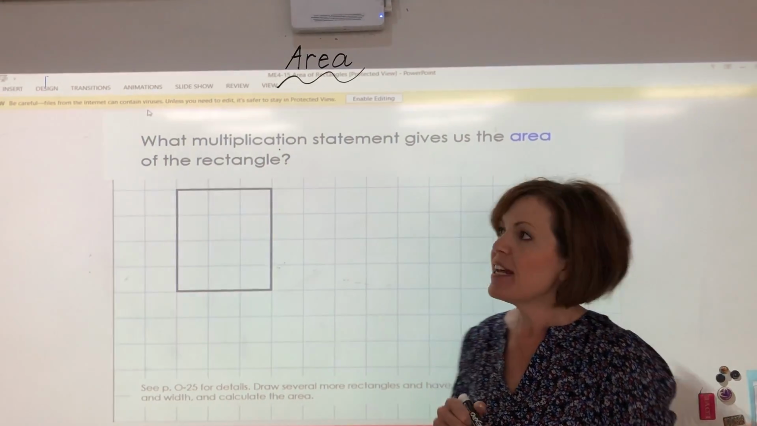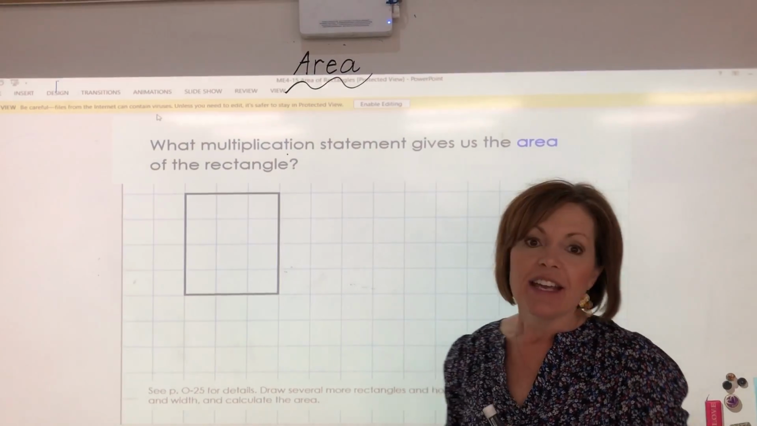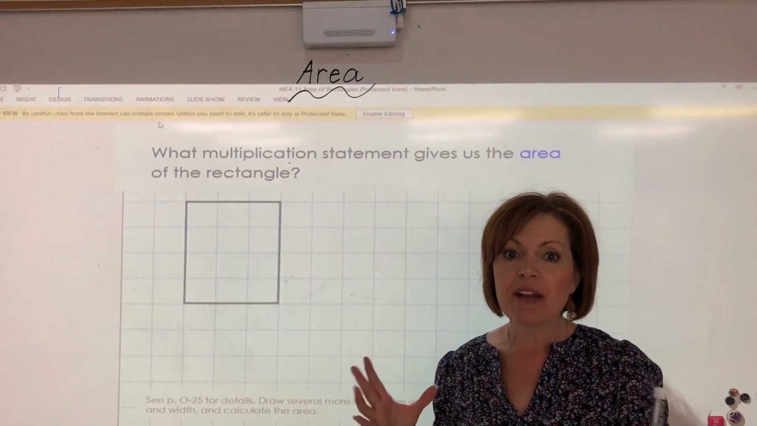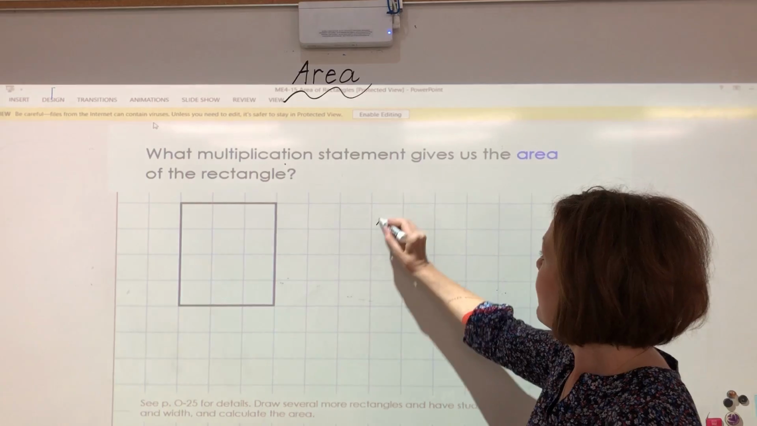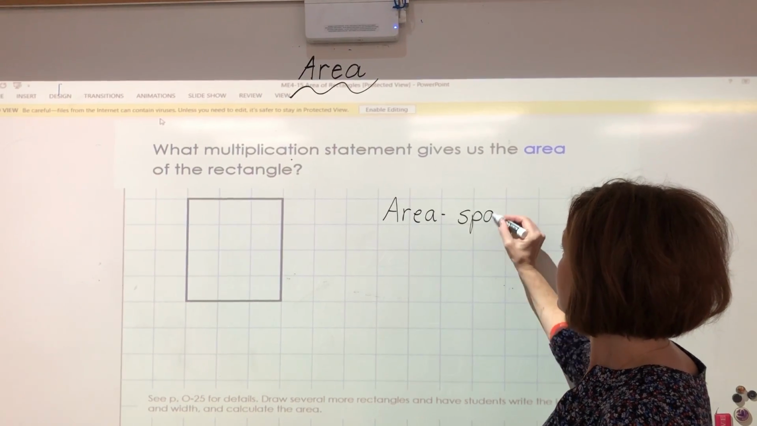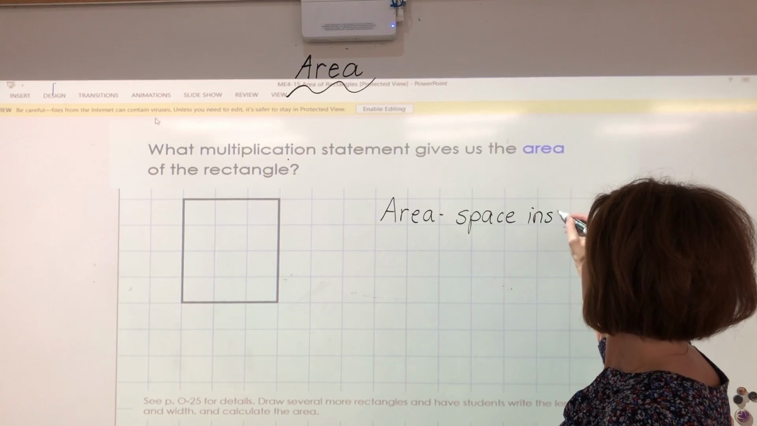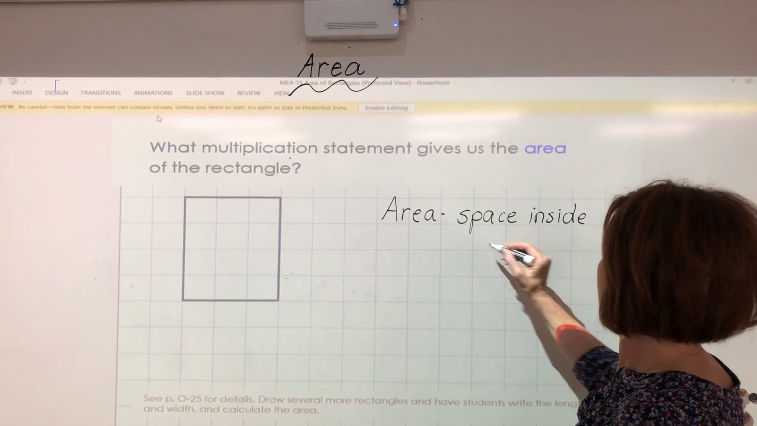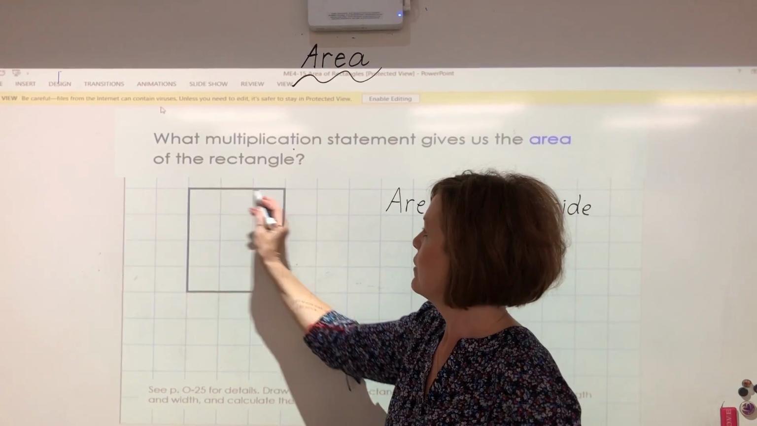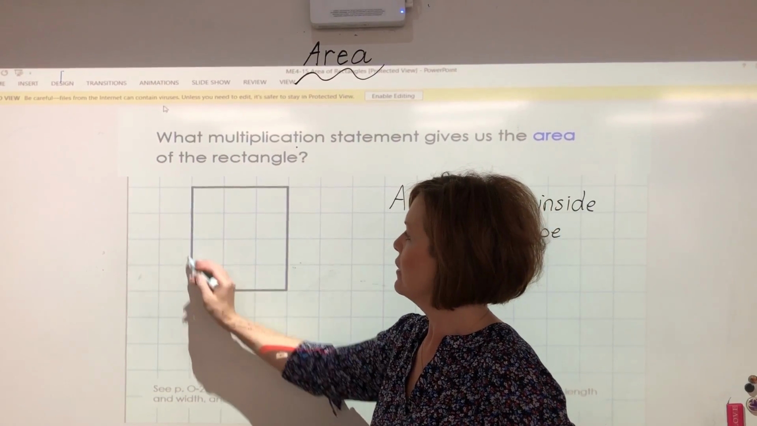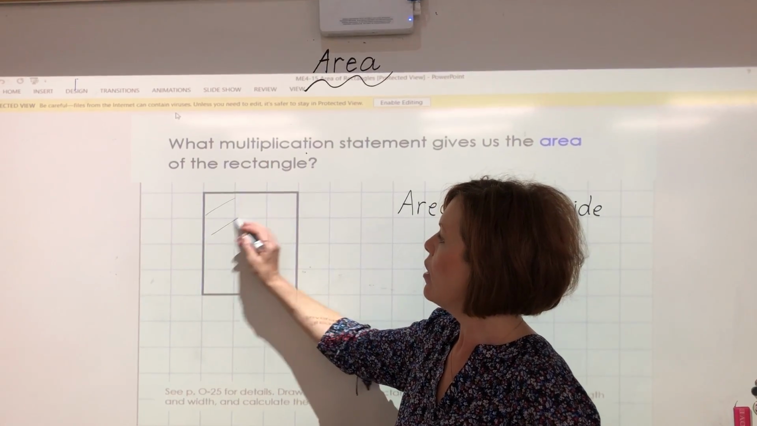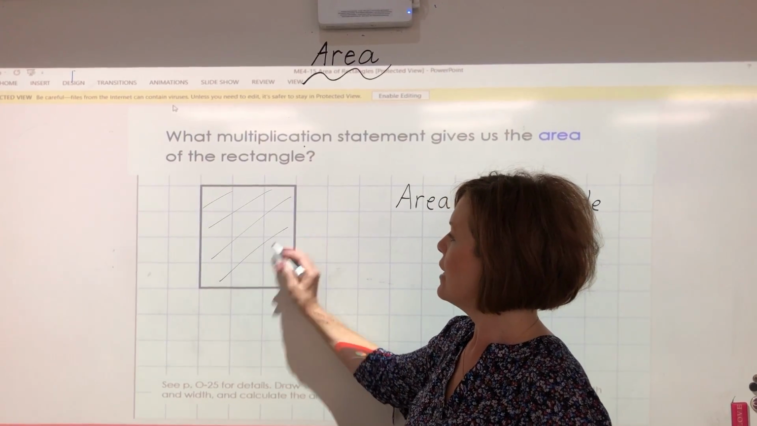Boys and girls, today we're going to examine area, and in particular we're going to examine area of rectangles. Now what is area? We've been talking about area being the amount of space inside a shape. So if we have learned about perimeter being around the outside of a shape, the length of the outside is perimeter, then now we're learning about area, and it's all of the space inside the shape.